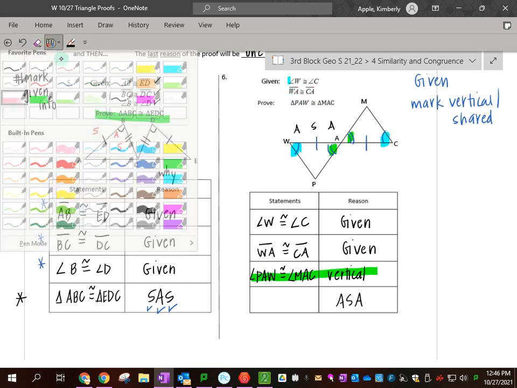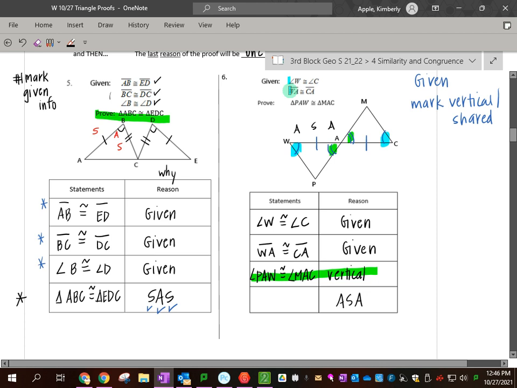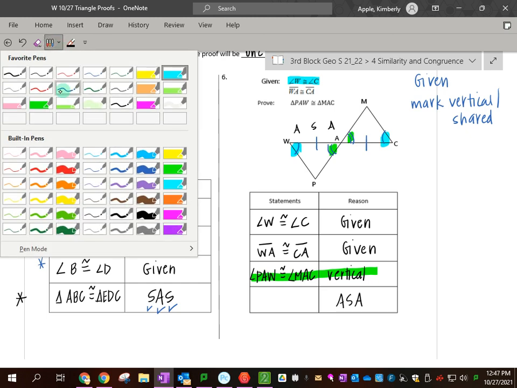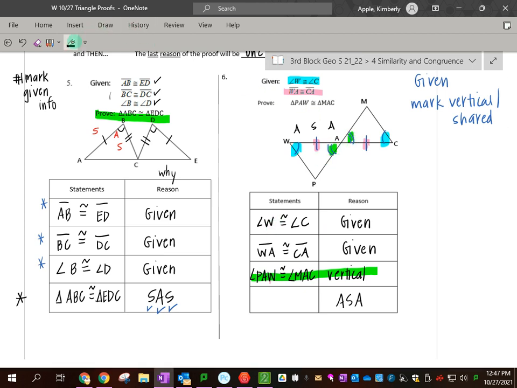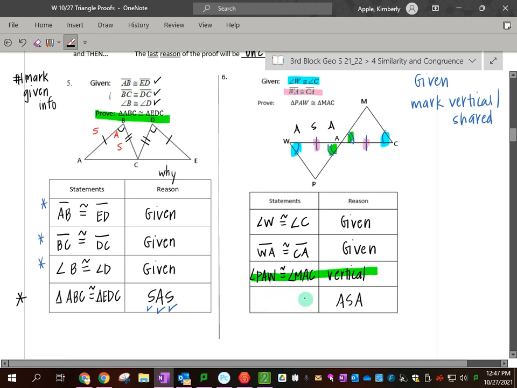So, let's see, angle W, angle C. This given statement gave me these two, and then the vertical angle theorem told me to do this. What goes here? The prove statement, yeah, the triangle PAW is congruent to triangle MAC, right? This goes there. This is the prove statement every time, and this is the theorem every time.